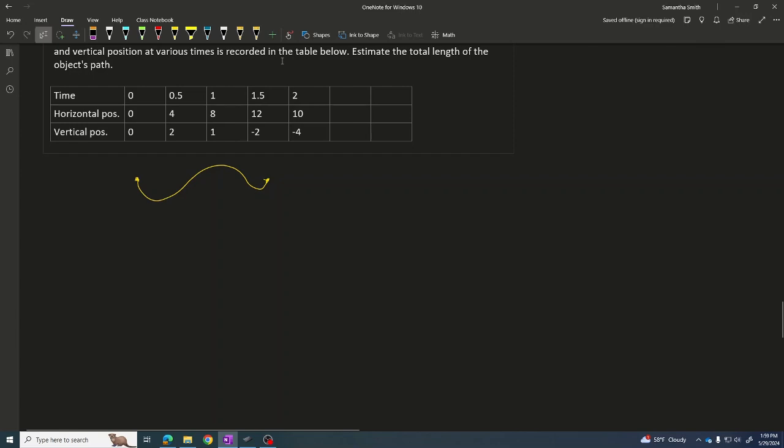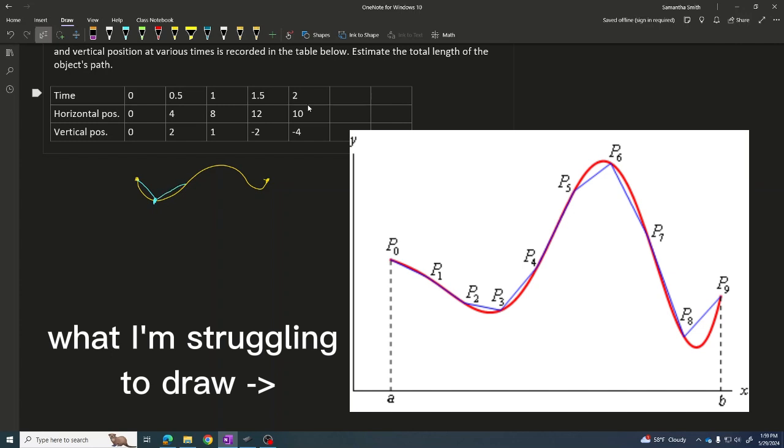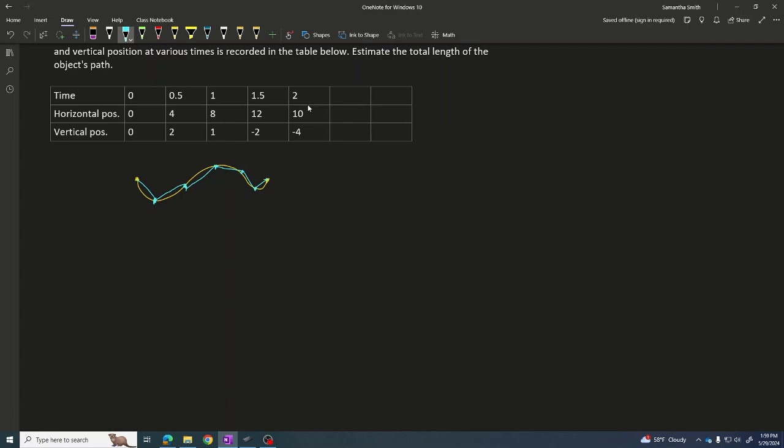So one assumption that we could make to make the calculation possible is to say, I'm going to assume that instead of actually traveling along a curved path, the object traveled along a sequence of straight line paths. Hopefully this drawing is clear. I'm trying to get used to a new drawing tablet, and it's messing me up.